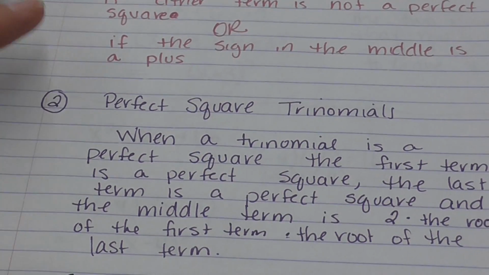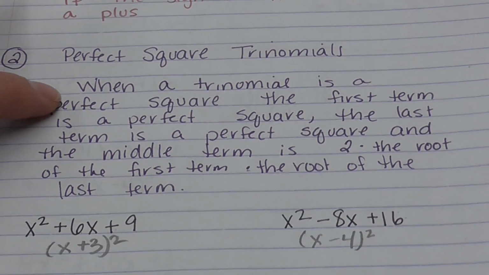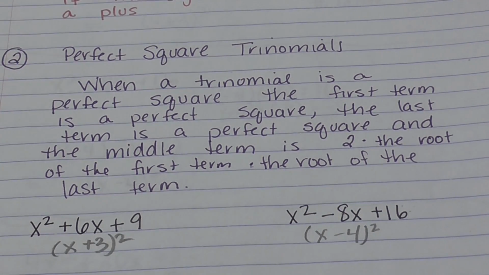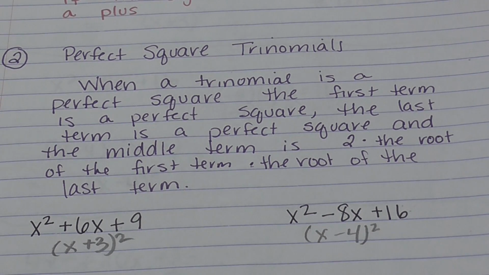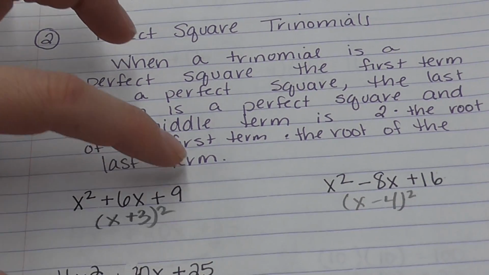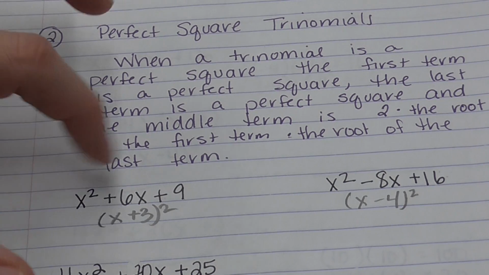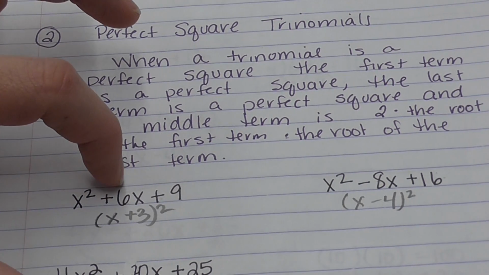The other kind of special cases is perfect square trinomials. All right, so when a trinomial is a perfect square, the first term's a perfect square, the last term's a perfect square, and the middle term is 2 times the square roots of those terms multiplied together. For example, x squared plus 6x plus 9. The square root of 9 is 3. The square root of x squared is x. 3 times x is 3x times 2 is 6x.